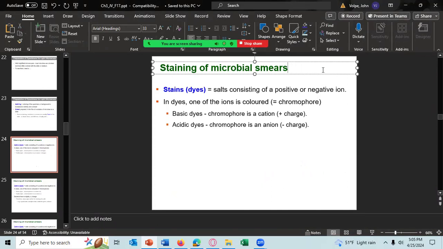Yes. Thank you. So the purpose of a stain, or a dye, is simply to color the specimen or the specimen's background and make the specimen have higher contrast with the background of the slide. And we do that with dyes or stains, which are salts consisting of a positive or negative ion, one of them being colored, and that we call the chromophore. If the chromophore is in the positive portion of the salt, then it is a basic dye. But if the colored portion or the chromophore is in the negative portion of the salt, it is an acidic dye.